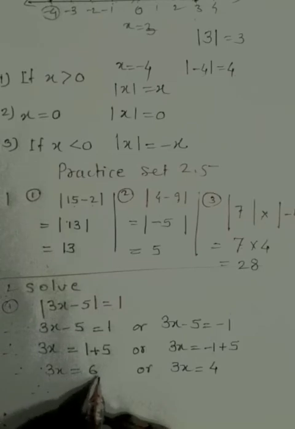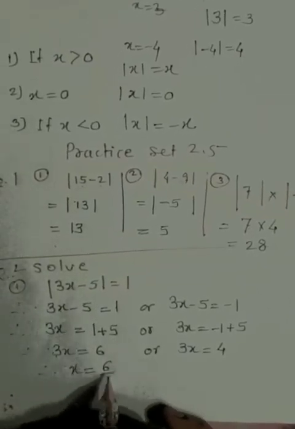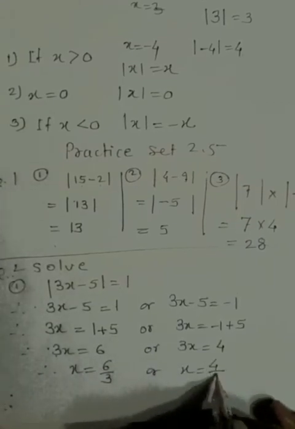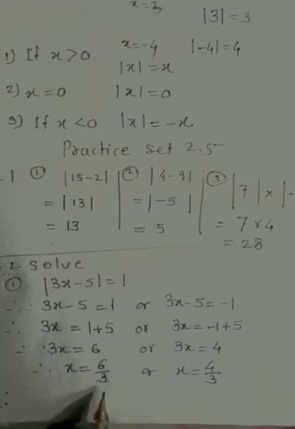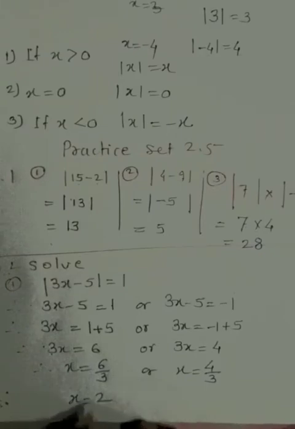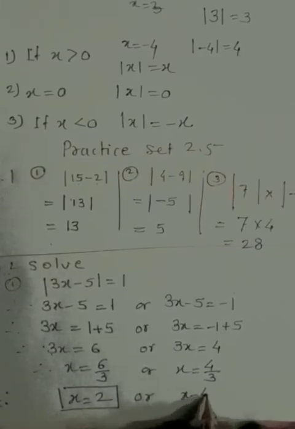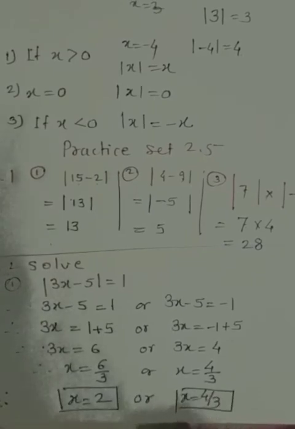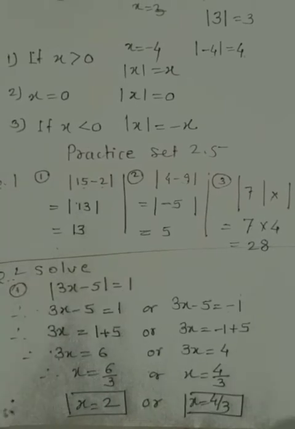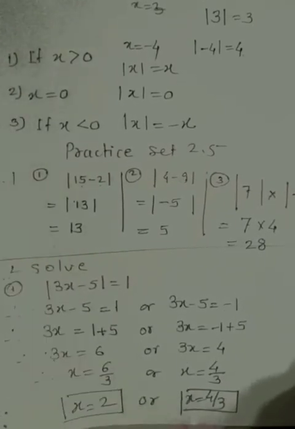Transfer this 3 to the right side, it will become divide, means x is equal to 6 upon 3. We can simplify this 6 upon 3 as 2, since 3 1 is 3, 3 2 is 6. Here we obtain two values, x is equal to 2 or x is equal to 4 upon 3. In this way, this is the first example. There are two values we obtained for x, 2 and 4 upon 3.